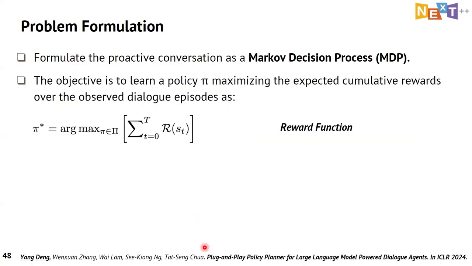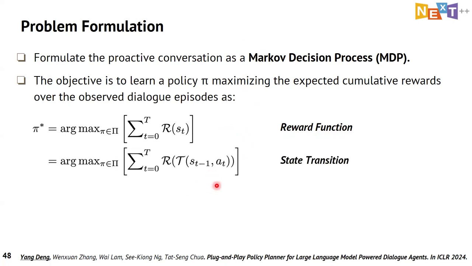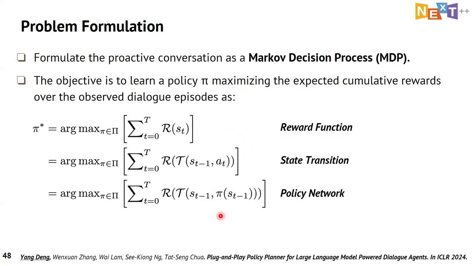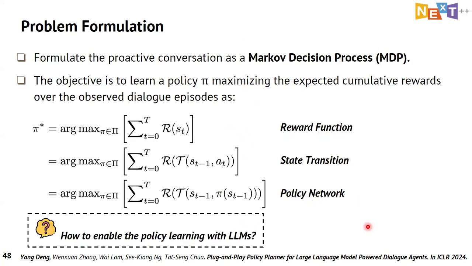This work was published in ACL this year. In this work, the authors formulate the proactive conversation as a Markov decision process, and the objective is to learn a policy π, maximizing the expected cumulative rewards over the observed dialogue episodes, as in the following equation. Here we can see that there is a reward function which, given the current conversation state, provides a reward. We also have the state transition function, which transits the conversation state into the next state with the current action. Then we have the policy network to determine the next action given the previous conversation state. So the question becomes how to enable policy learning with LLMs.